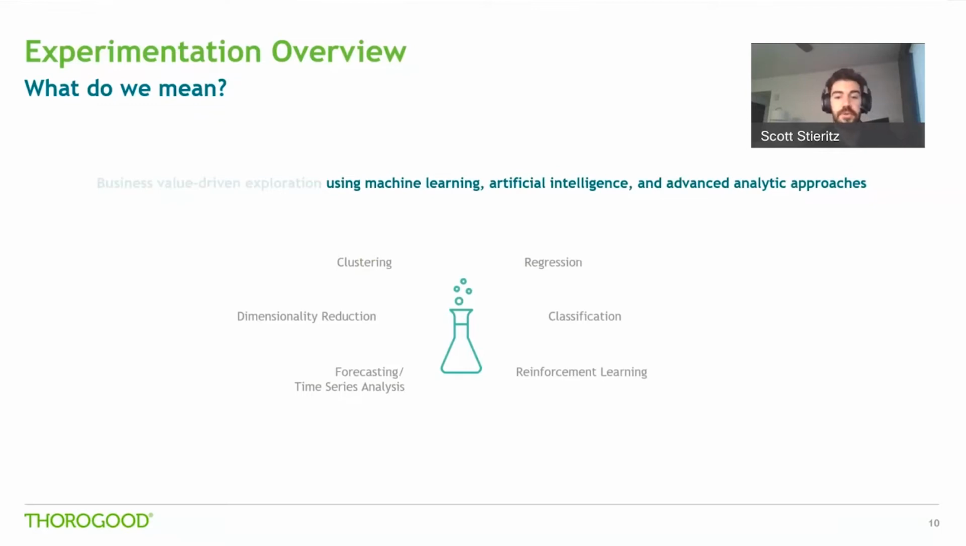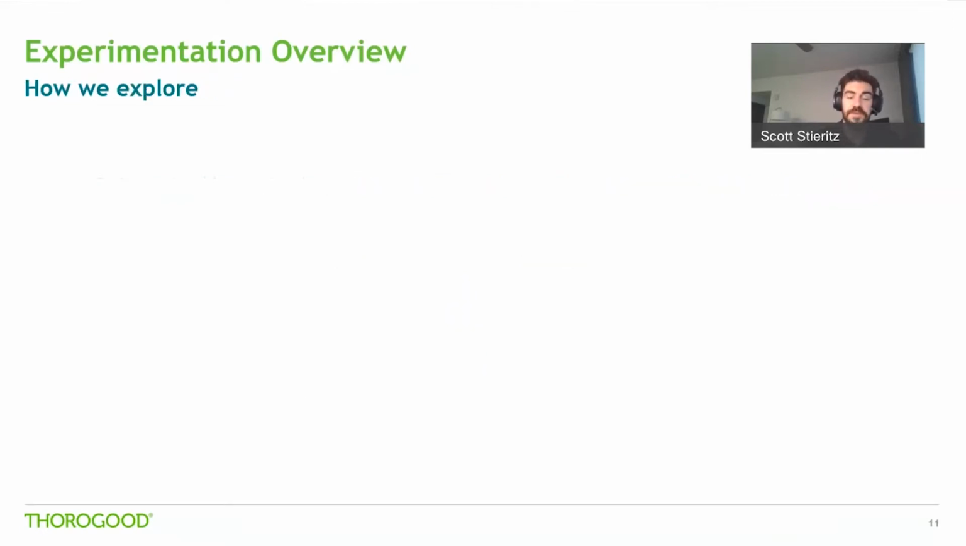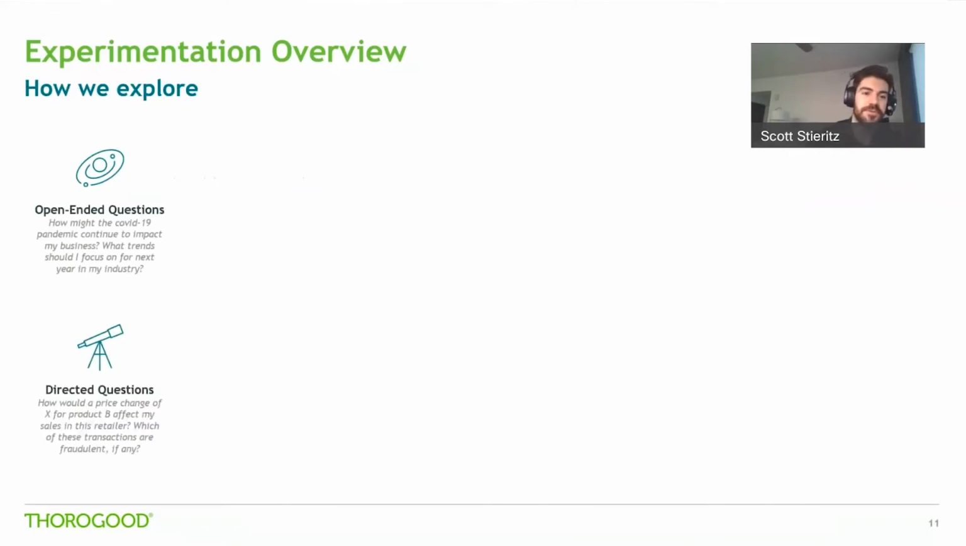Having an understanding of those types of questions that we could answer opens our minds to the types of experiments that we might run. So speaking of running experiments, how do we do this? Of course, we start with some questions. These questions could be open-ended.